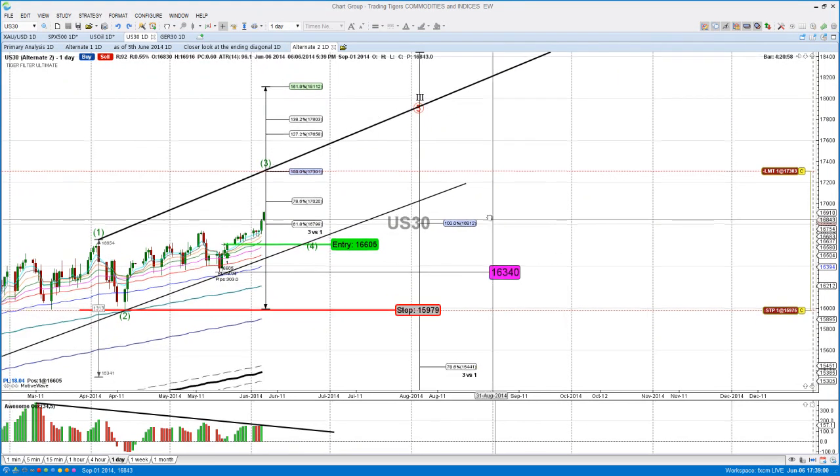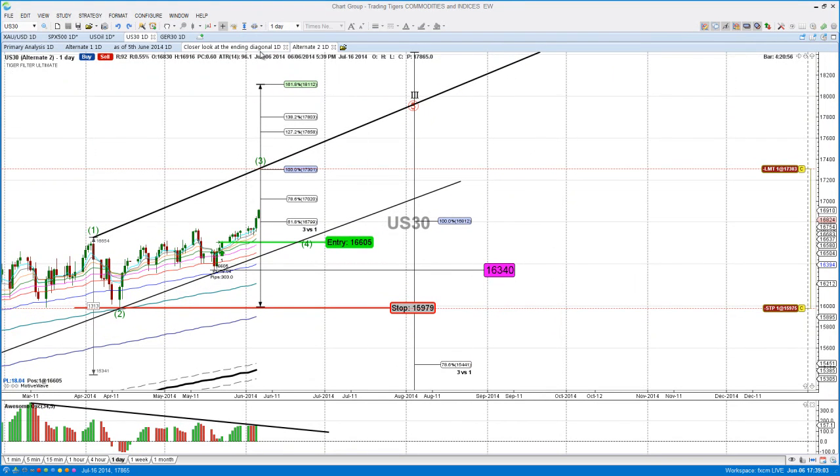That's why I'm still considering that the ending diagonal could come into play, right? But whatever happens, there's a lot of confluence areas happening at that particular point for this particular ending. So we'll be watching this with great anticipation.